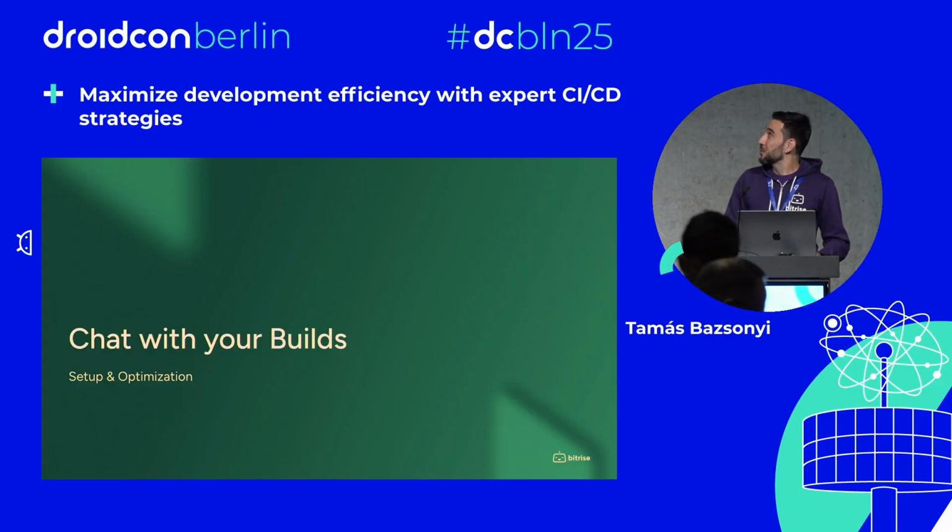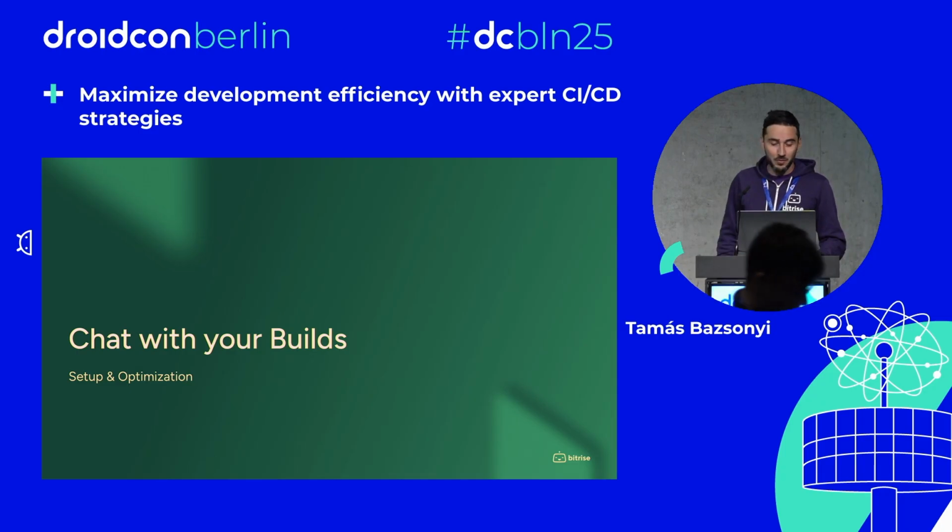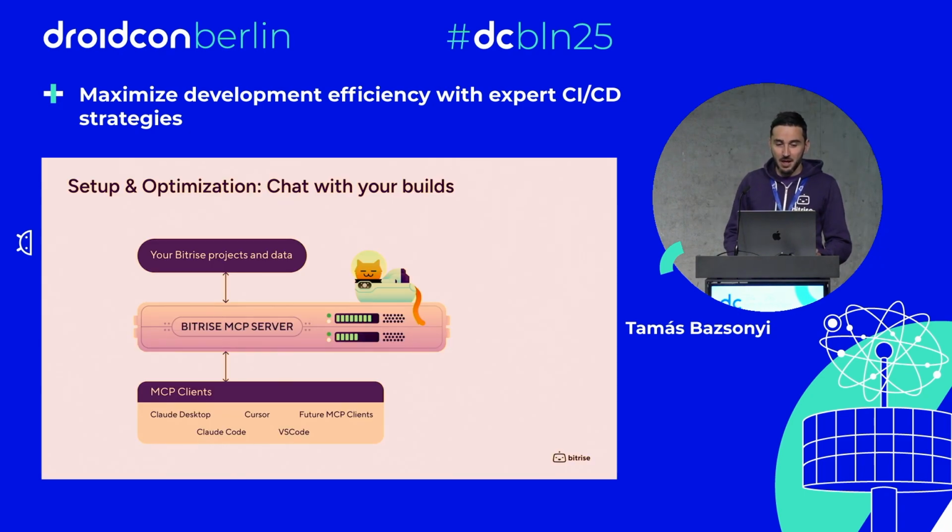AI is quite a huge topic right now, so let's involve AI as well in the whole optimization process itself. We offer an MCP server, which basically allows you to connect your chosen client with your Bitrise projects and build data. And through this, you would be able to query quite easily the data that is stored on Bitrise's side for the different build processes that you have.